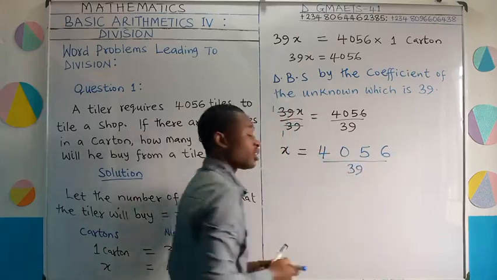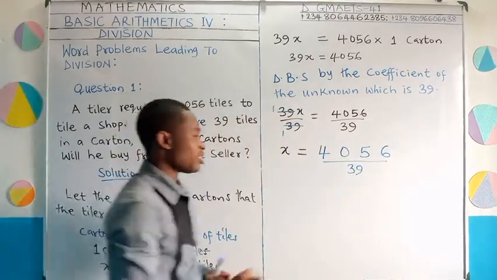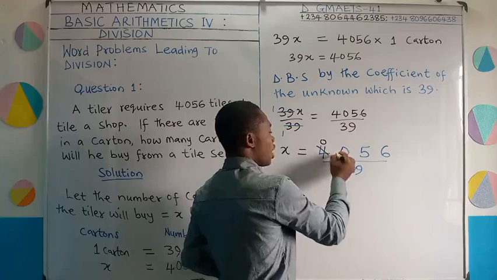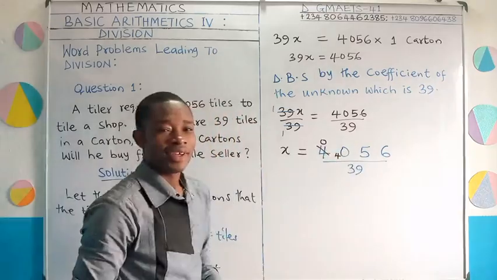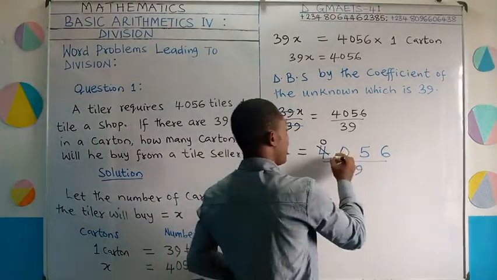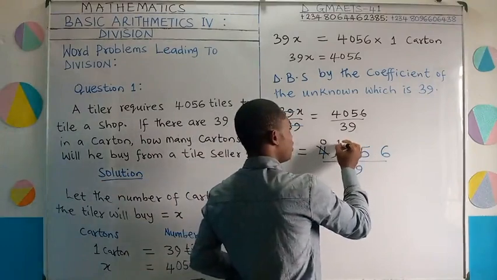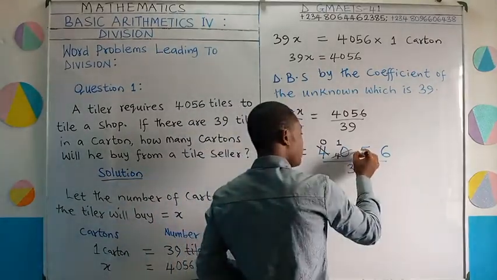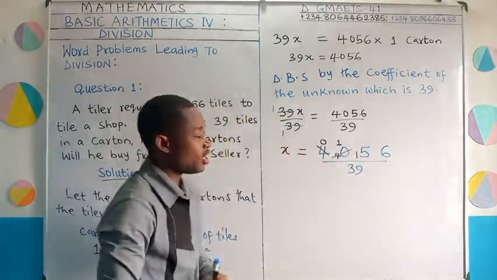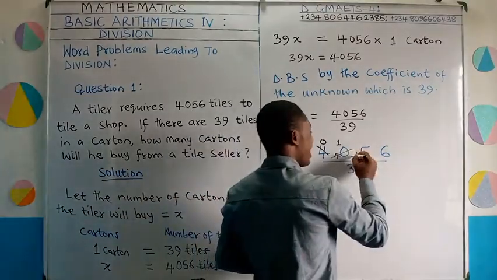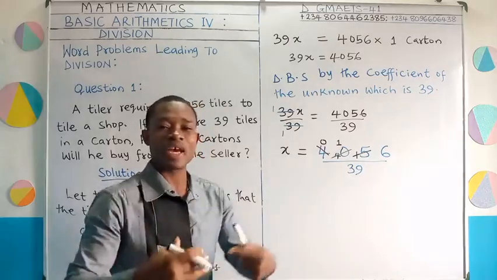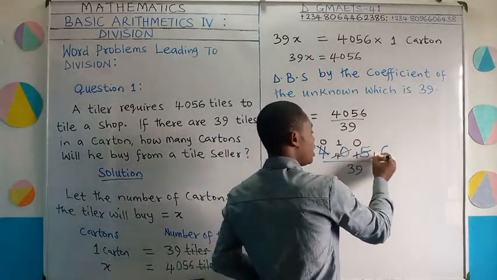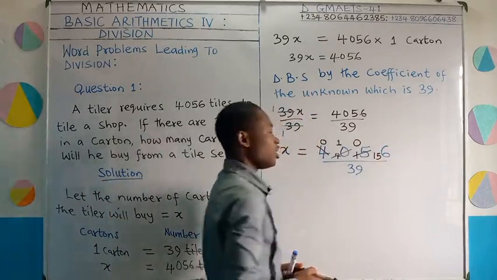So this is where my division comes in. Let's be fast in doing that. 4 divided by 39 is 0 remainder 4. Attach the 4 to this 0, and so you have 40 divided by 39, which will give you 1 remainder 1. Attach the 1 to this 5 and you get 15. 15 divided by 39, small number divided by bigger number, is 0 remainder the small number. So this is 0 remainder 15. Attach the 15 to this 6.